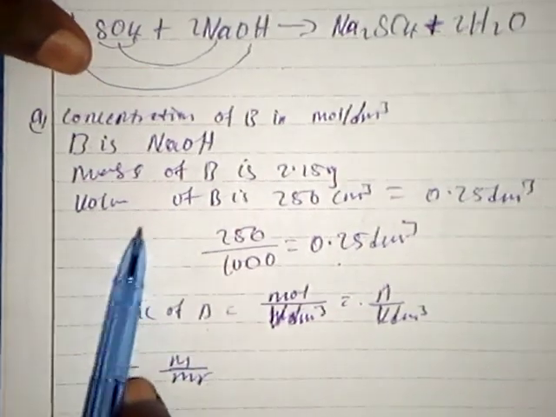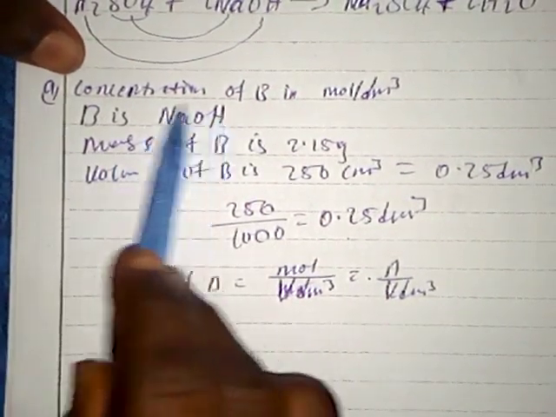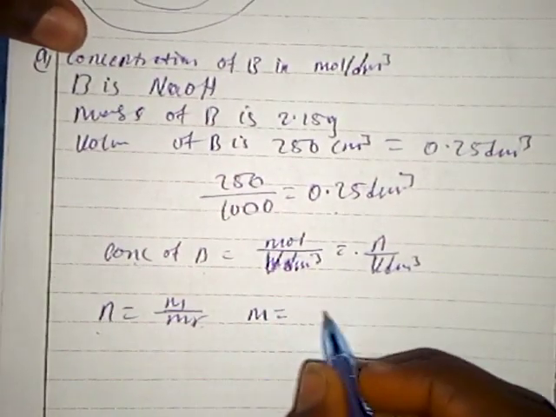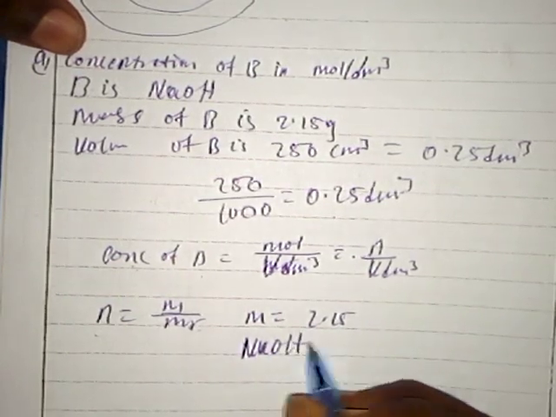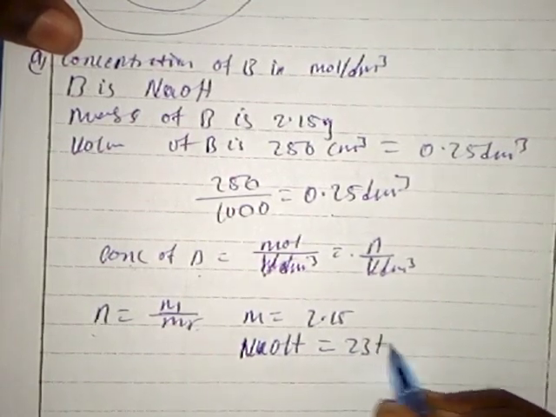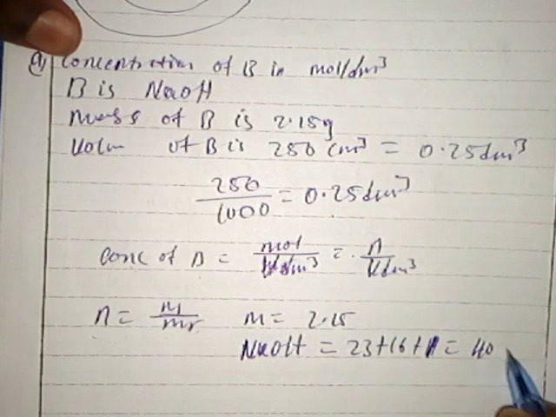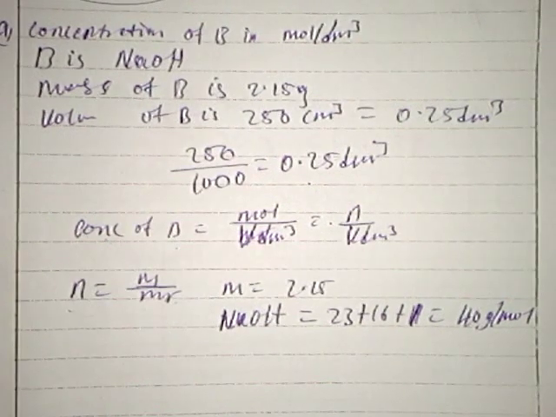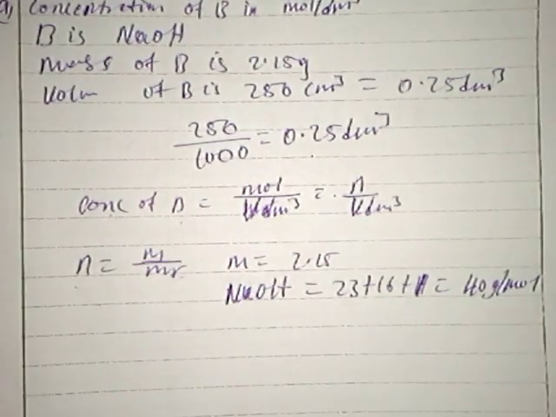What is the mass? They give us here the mass, which is 2.15. Now what is the molar mass? We don't know. We are going to use the chemical formula to find the molar mass. So now let's go. Mass is equal to 2.15. What is the molar mass of NaOH? The molar mass of sodium hydroxide is sodium 23 plus oxygen 16 plus hydrogen 1, which gives us 40 gram per mole. If you don't know how to find molar mass, please go and watch my video. I'll be sharing the links in the description box. I precisely taught on that topic, how to find molar mass. Right? Good. 40 gram per mole.